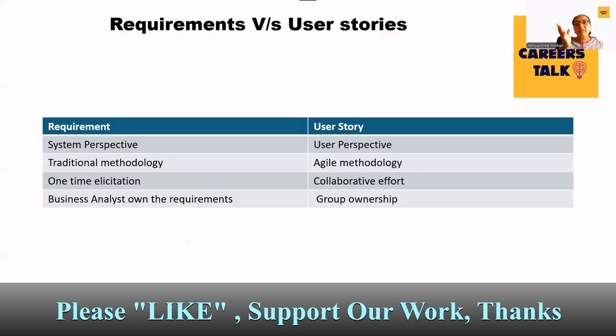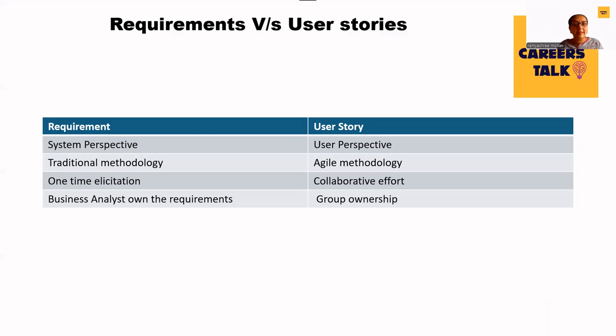So there's a difference between requirements and user stories. Requirement is all from the system perspective. It is all technical things. User story is from layman language, a user perspective. Requirement is like a traditional methodology. User story is like an agile methodology. And one-time elicitation is a requirement. Collaborative effort is a user story. Business analyst owns the requirement, whereas group ownership is for a user story.